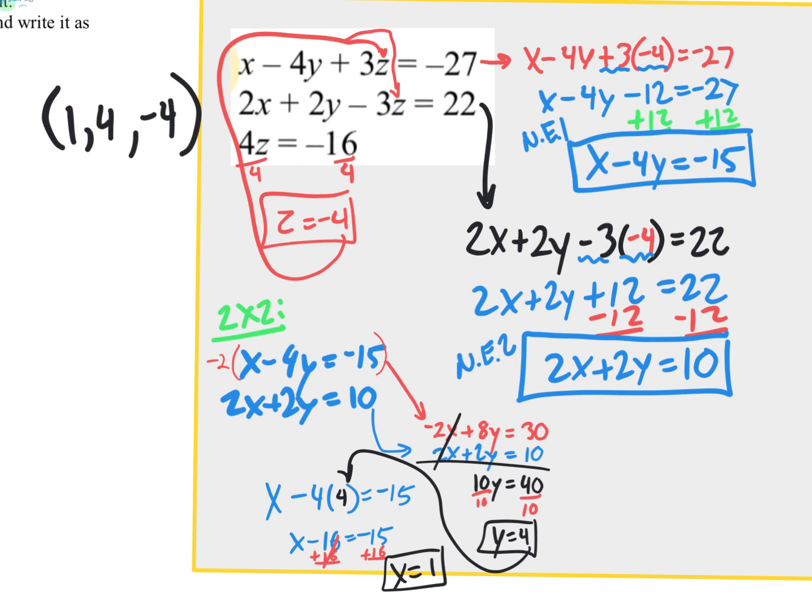Plug in a 1 right there, that's 1. Plug in a 4 right there, that's negative 16. 1 minus 16 is negative 15. Negative 15 plus 3 times negative 4. Negative 15 minus 12, that really will give me negative 27. Plug in a 1 right there, that's 2. Plug in a 4 right there, that's 8. 2 plus 8 is 10. Plug in a negative 4 right there. Negative 3 times negative 4 is positive 12. 10 plus 12 really is 22. Plug in your z value of negative 4 right there. It will give you negative 16. We've triple checked it. We know that this is absolutely 100% correct.